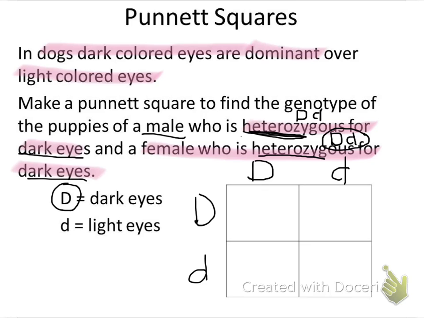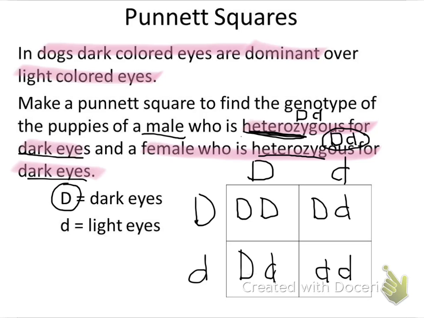Then I'm going to fill in each of the squares, taking the one from the top and one from the side. So this one gets capital D, capital D. This one gets capital D, lowercase d. This one, we get a capital D from above and a lowercase d from the side. So it will be another capital D, lowercase d. And over here we get 2 lowercase d's. Now we have to think, what does this mean about their puppies?